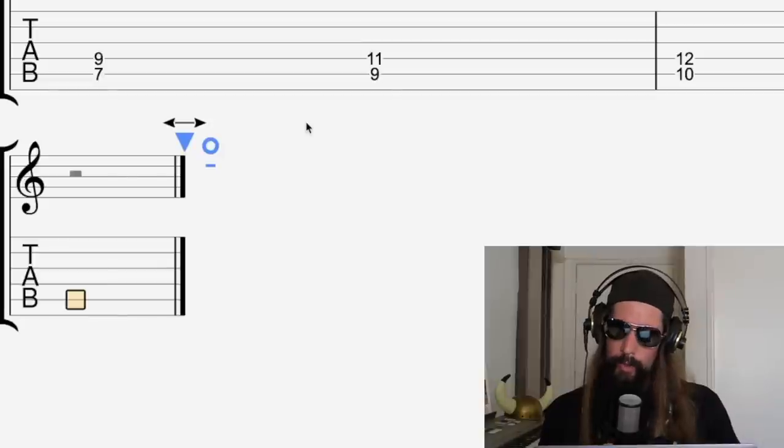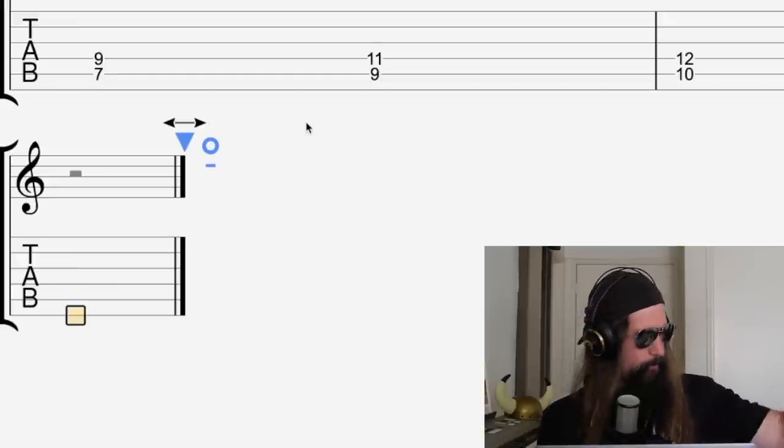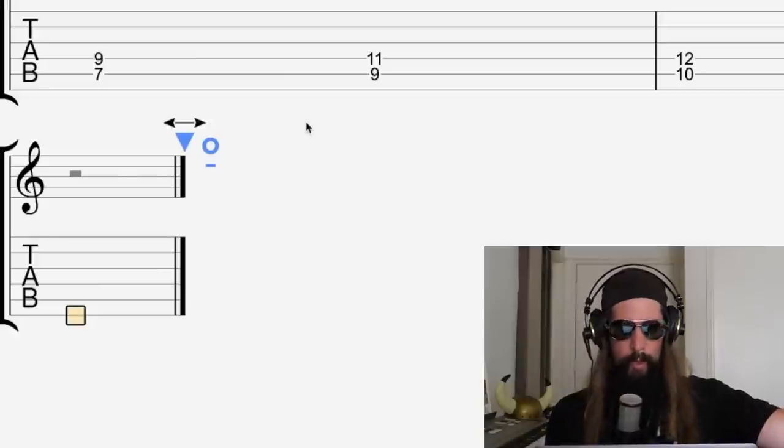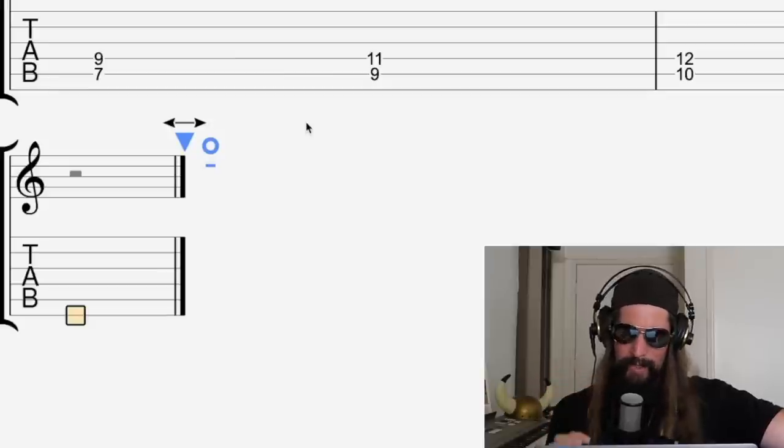But counterpoint motion doesn't stop there. Oh no, there is much more to learn. So next we're going to, how are we going to do this one? Let's do similar motion. And similar motion is when the intervals move in similar steps, not the exact same steps.